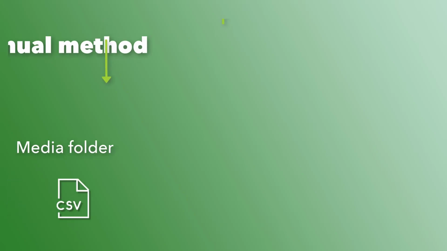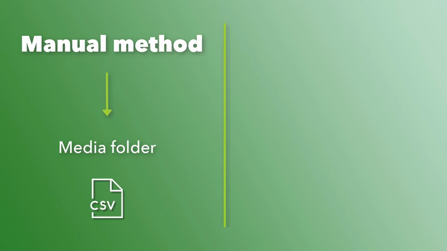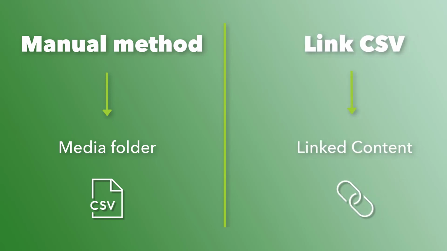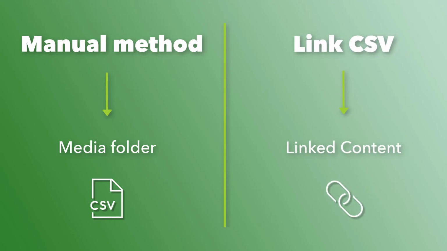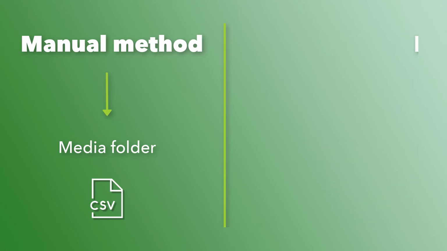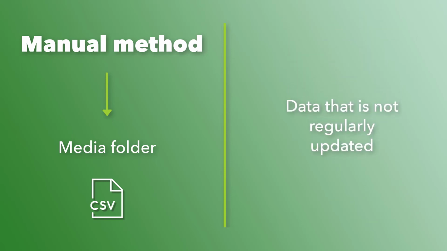Before you can use CSV data, you need to add the files to your survey. You can copy the files manually to the survey's media folder, or you can link to a CSV item in your ArcGIS content. The manual method is recommended for data that is not regularly updated, as updating the CSV file would require the survey to be republished.